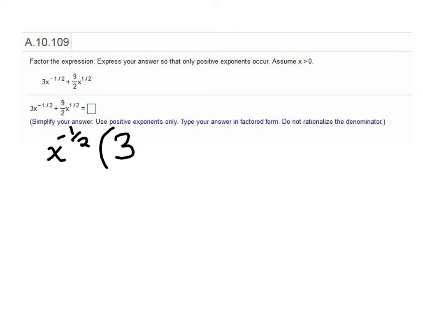Since this entire term was factored out, all that's left from the first part of this sum is just the 3. The x to the negative 1/2 is already here. Notice if I'm distributing, I'd have 3x to the negative 1/2, the way this is written right now. So I can move on to the second part of the sum. So 9/2, like I said, we haven't done anything with the constant coefficients. Now we've factored out x to the negative 1/2.